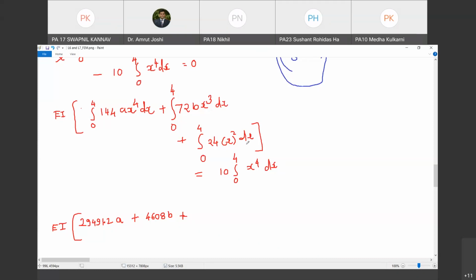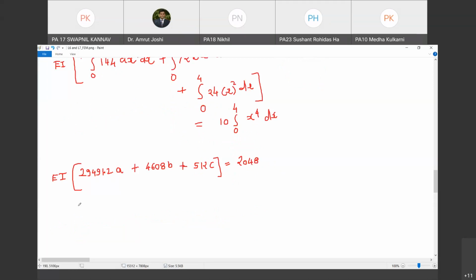Twenty-four x square, so it is going to be 512c. This is equal to, on the right hand side, I have to integrate x raised to 4 into 10. 10 x raised to 4 is what I need to integrate. So let me integrate that. And that turns out to be 2048. Please let me know if all of you are getting this.